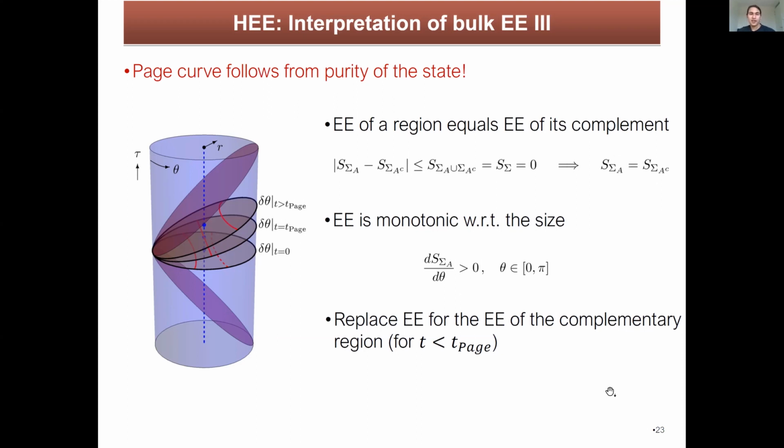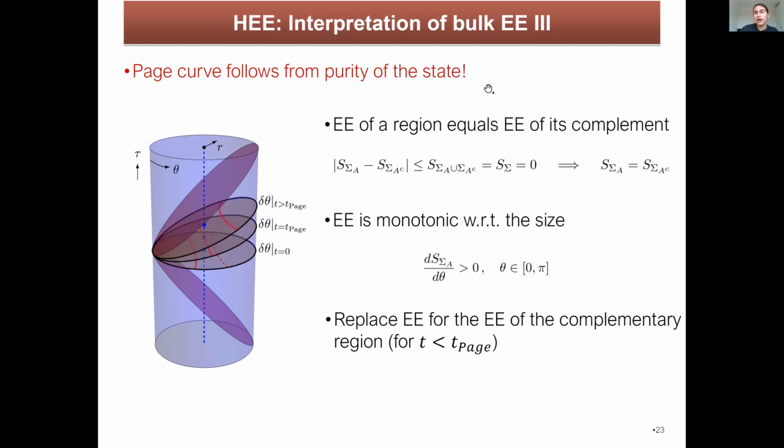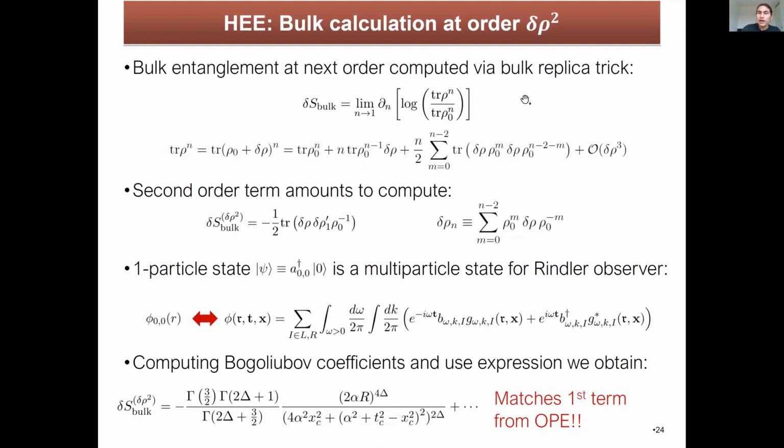Okay. So this is my last slide. My last slide is just showing the calculation at next order in delta rho. Here, we can only do it in the limit of small intervals, while the result at linear order was valid for any size. And I'm just going to flash this. In order to go to higher order, we need to implement the replica trick in the bulk. And by doing so, I can isolate the terms that are quadratic in delta rho. This is the result.